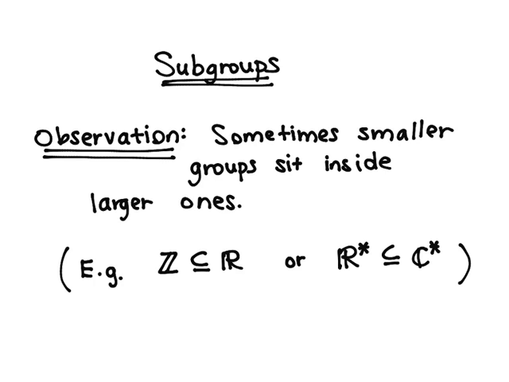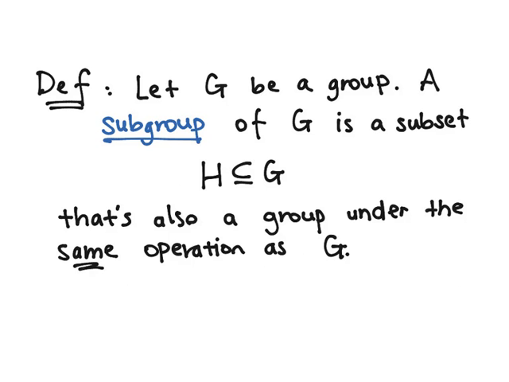So subgroups are the terminology that we give to this phenomenon. Here's the precise definition. Let G be any group, then a subgroup of G by definition is a subset, which I'll usually call H, inside of G, such that H itself is also a group under the same operation as the operation of G.